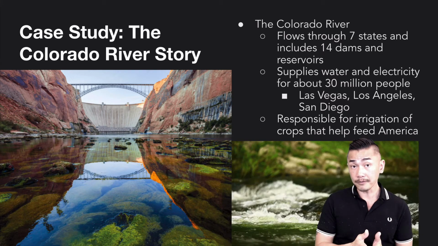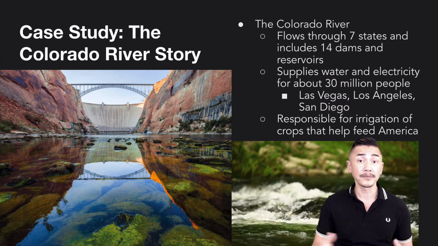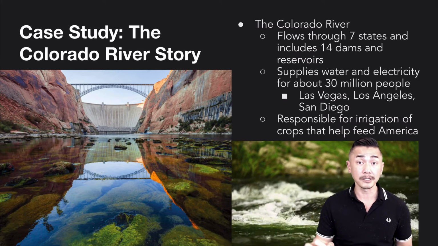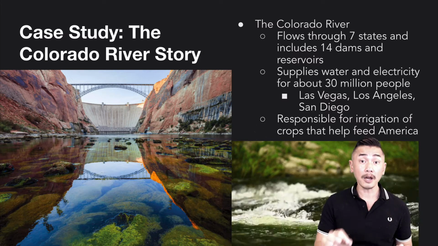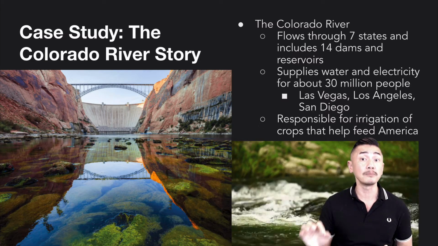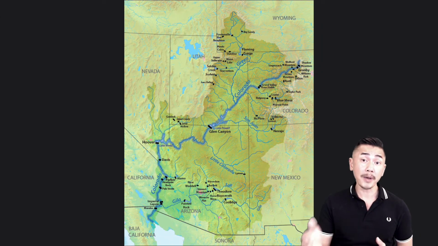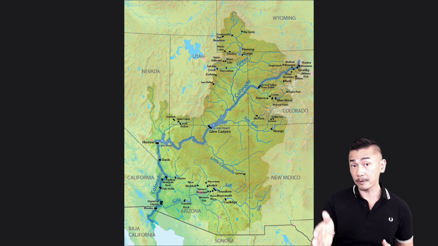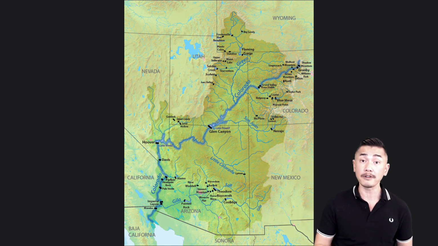The Colorado River supplies water and electricity for about 30 million people in the Las Vegas, Los Angeles, and San Diego areas. Finally, the Colorado River provides the water to irrigate the crops that feed much of America. This diagram shows the path of the Colorado River from the Rocky Mountains in Colorado to the Gulf of California in Mexico. It also shows the dams that have been built along the course of the river.